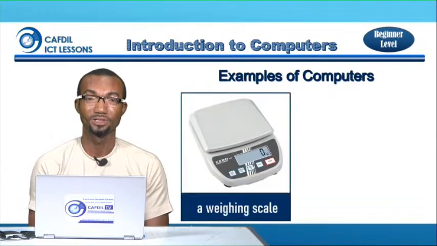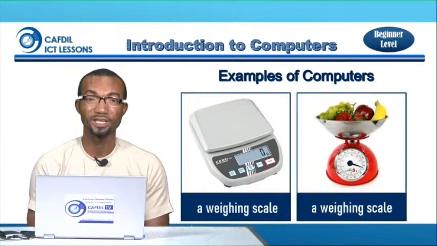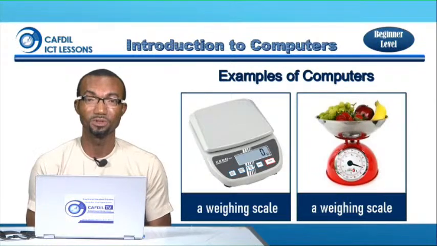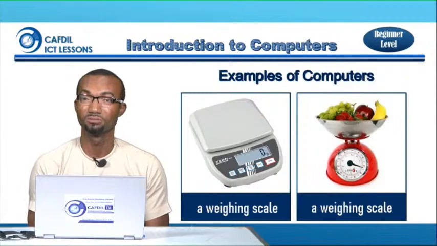We also have the weighing scale. The first one is used to weigh human beings. You step on it with your two feet, and then your weight will be recorded at the screen where you have the zero. And we have the other one with the red base. We use it to weigh foodstuffs and other objects.